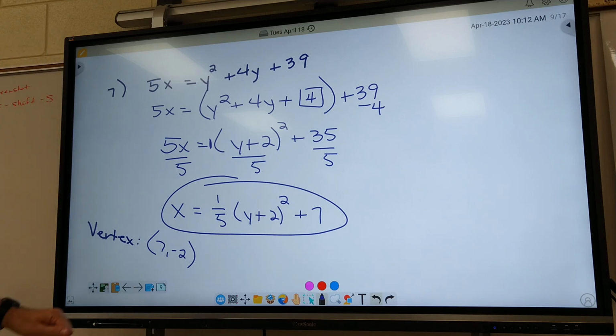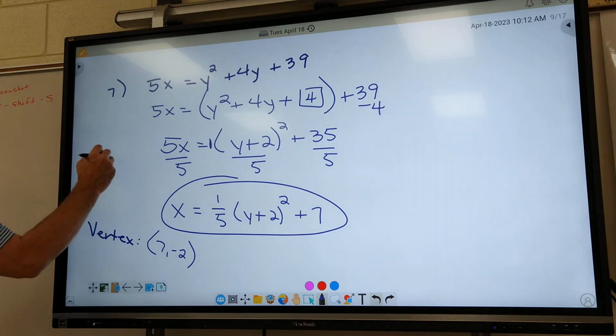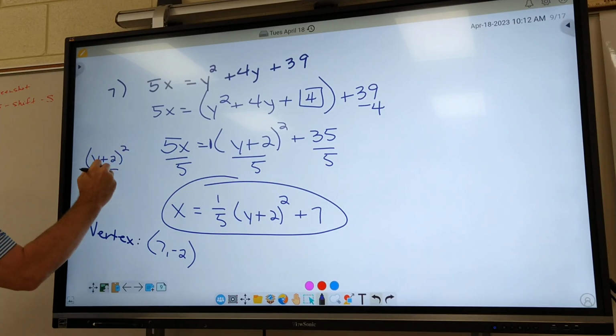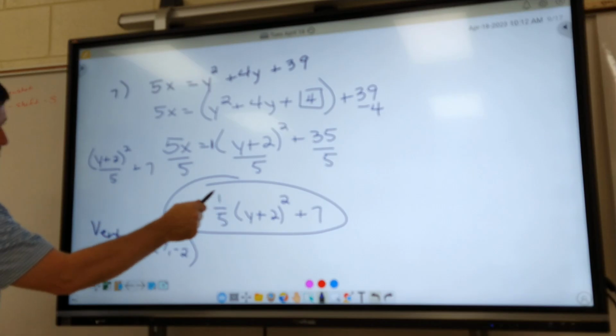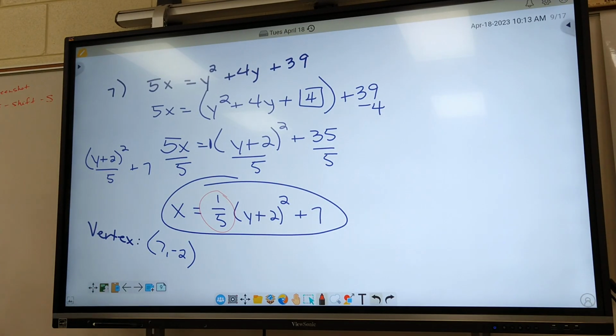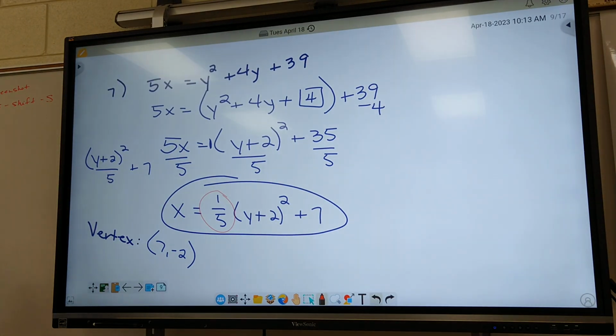All right, question here. Do you always just make the fraction in front of it? Yep, that's how we're going to do it. I mean, you could leave it this way if you wanted to: y plus 2 squared over 5 plus 7. But I think they want you to do it this way so we can tell if it's compressed or stretched if we were graphing it, which we're not graphing. No, I don't think so. I think I got it right.